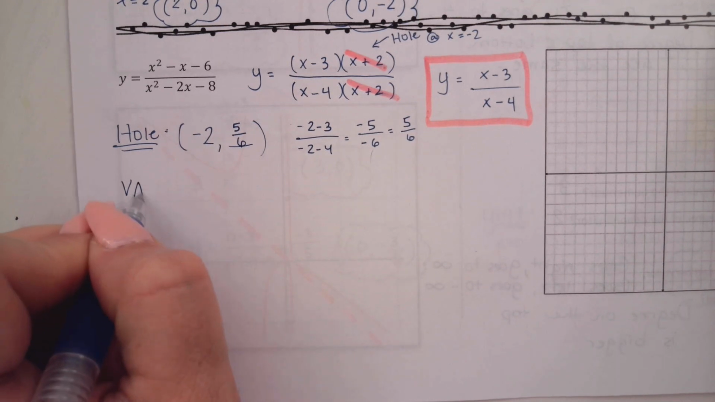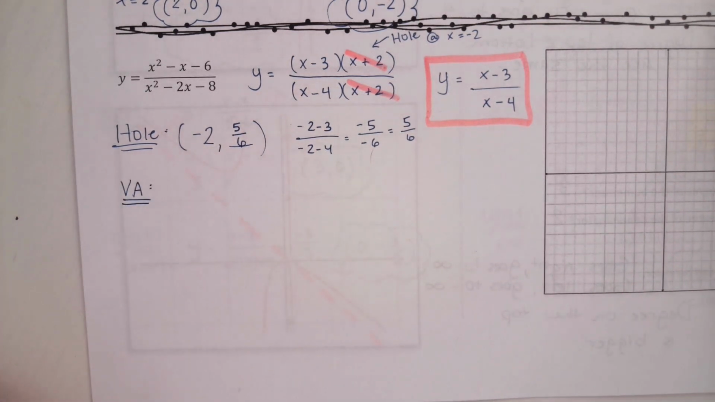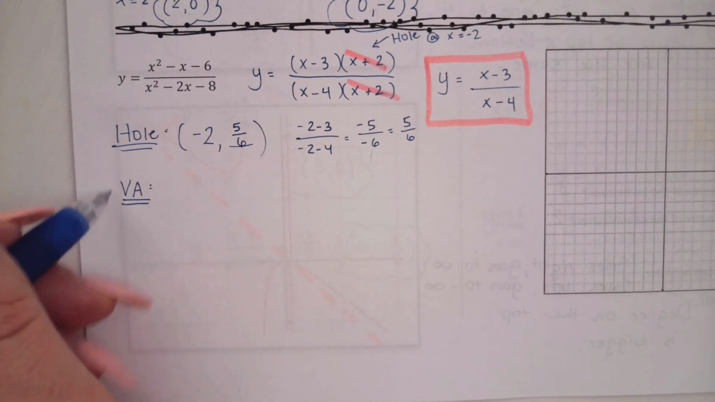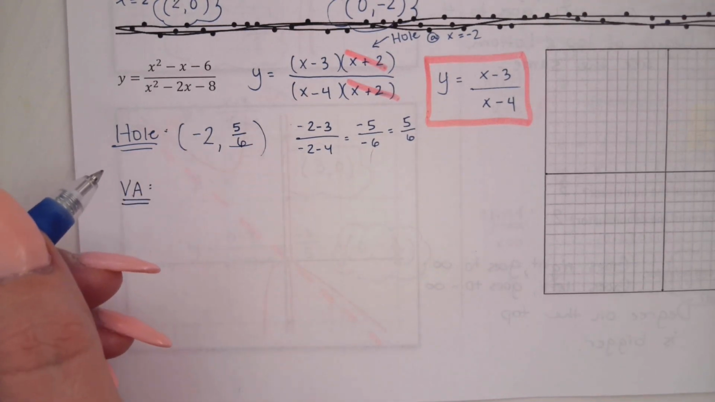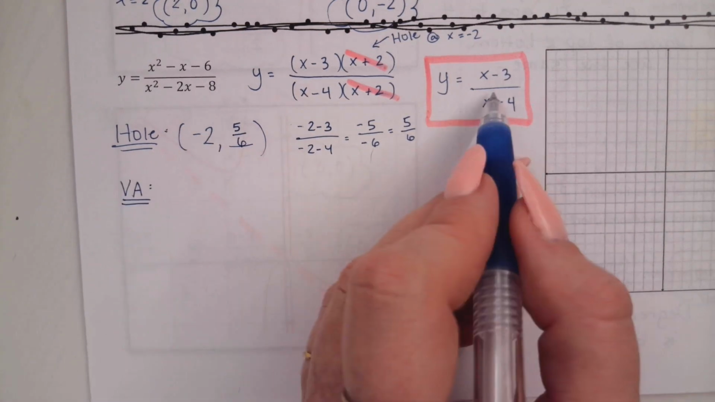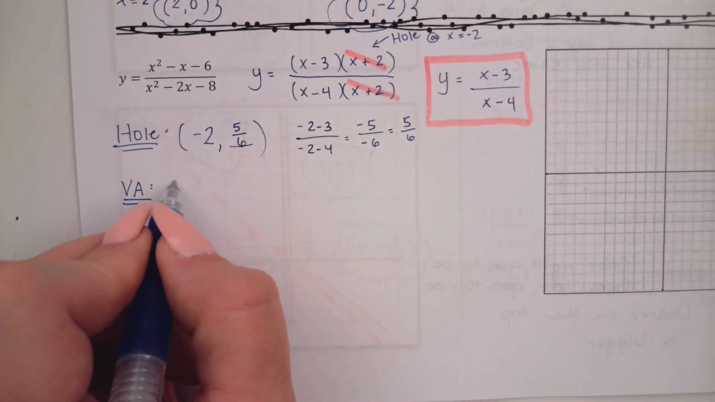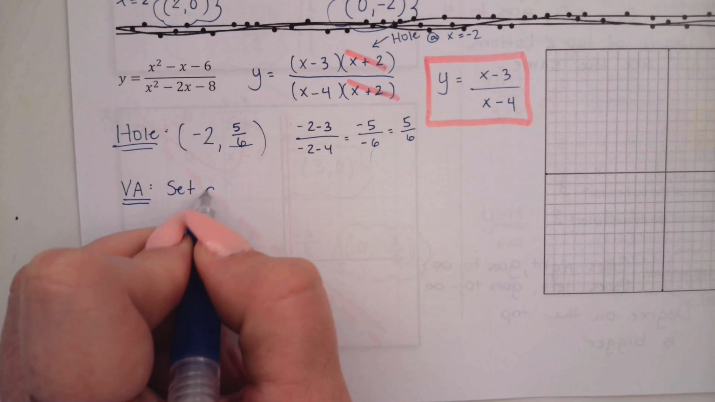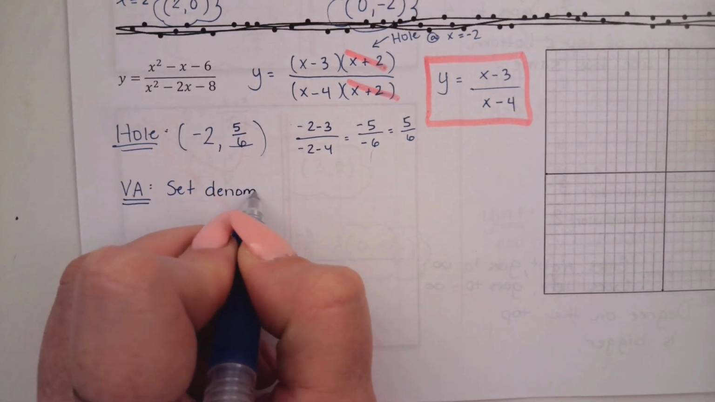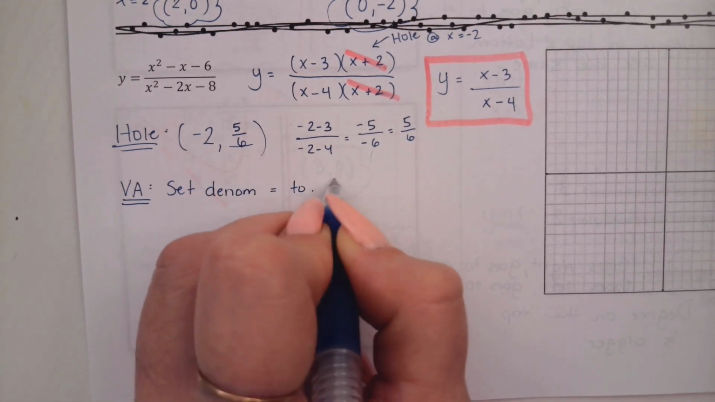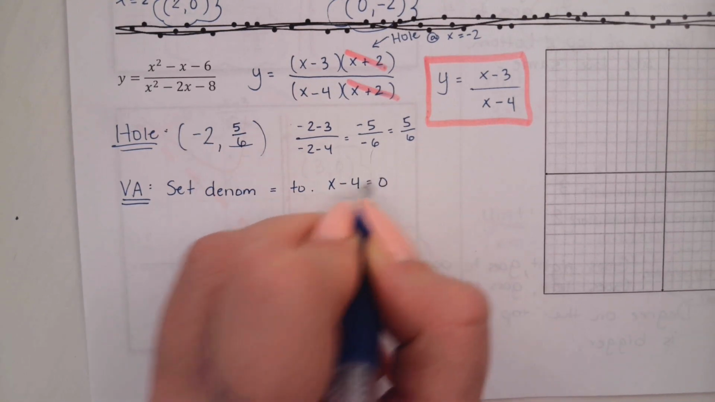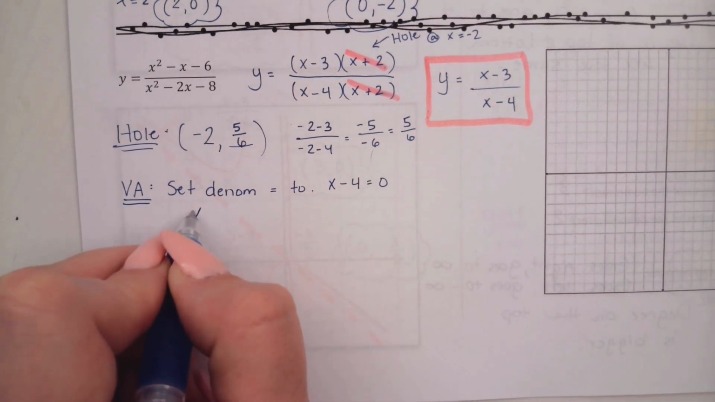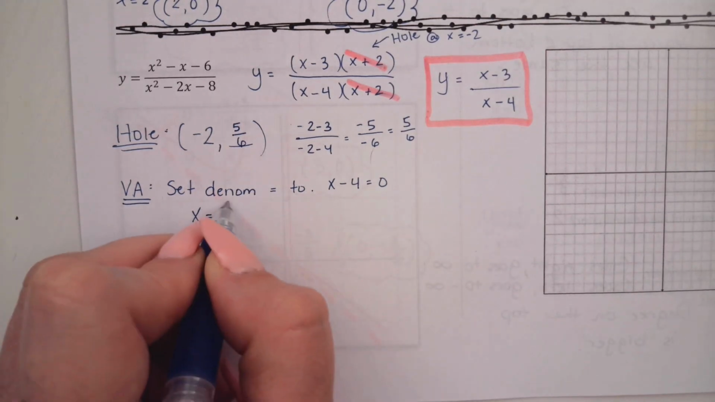How many vertical asymptotes am I going to have? Why are we only going to have 1, Liz? Because there's only one factor in the denominator. Remember, you need to set the denominator equal to 0. I'm going to take x minus 4 and set it equal to 0. And that gives me x equals 4.